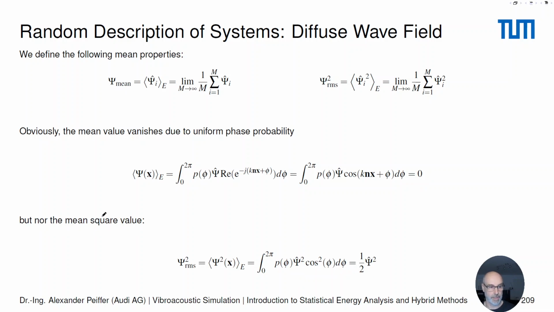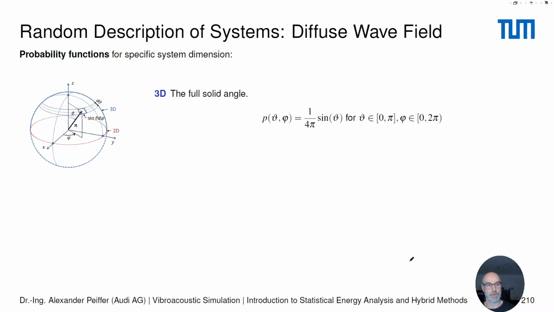But this is not the case for the mean square value, but here we have another option, because then we get the squared cosine, and the mean square value is half of the squared amplitude, which is also an obvious thing, because this is what we know from other notations. Okay, so now let's discuss how we deal with the probability functions over all the angles.